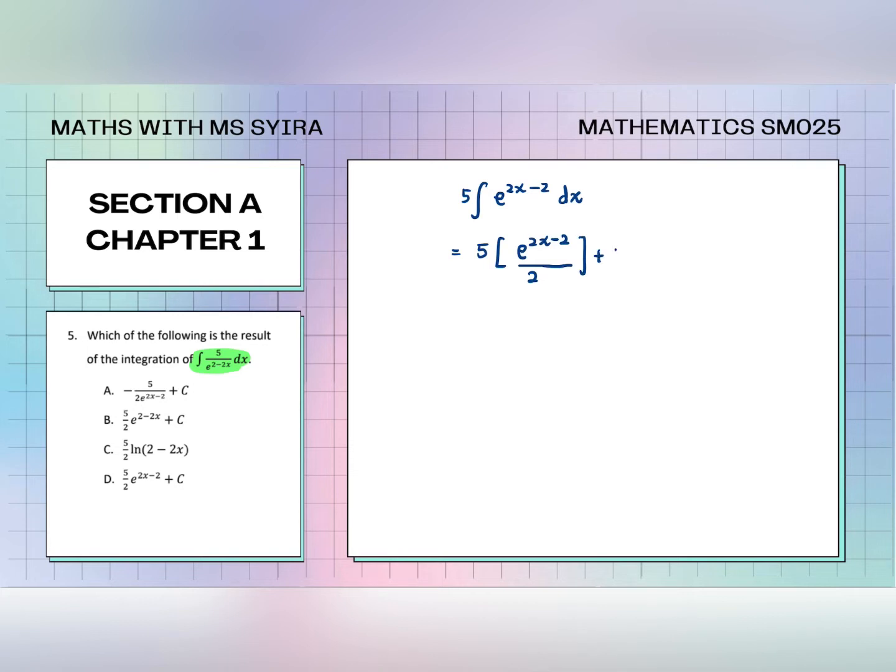Plus c. Okay, so that should be the answer. 5 over 2 e power of 2x minus 2 plus c. So the answer should be D. Alright, so it's very direct.